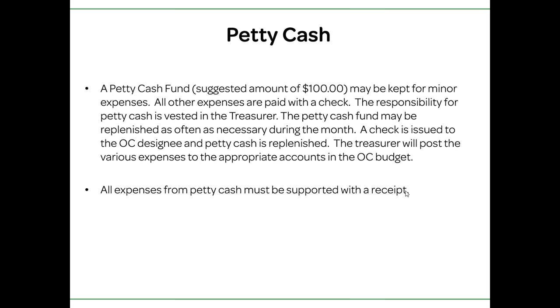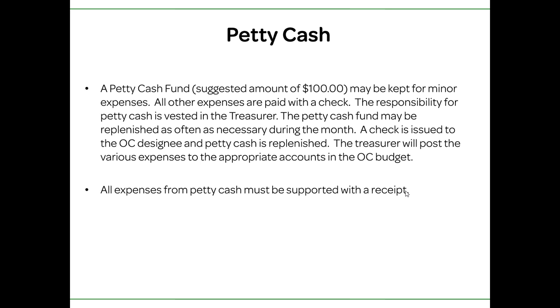Now, we talked about our vouchers, cash advances, and we mentioned petty cash earlier. So a petty cash fund with the suggested amount of $100 may be kept for minor expenses. All other expenses are paid with a check. The responsibility for the petty cash is vested in the treasurer. So the petty cash fund may be replenished as often as necessary during the month, and a check is issued to the Overseas Committee designee and petty cash is replenished.